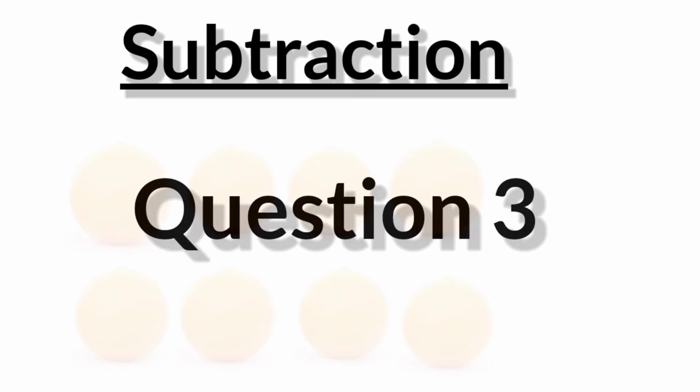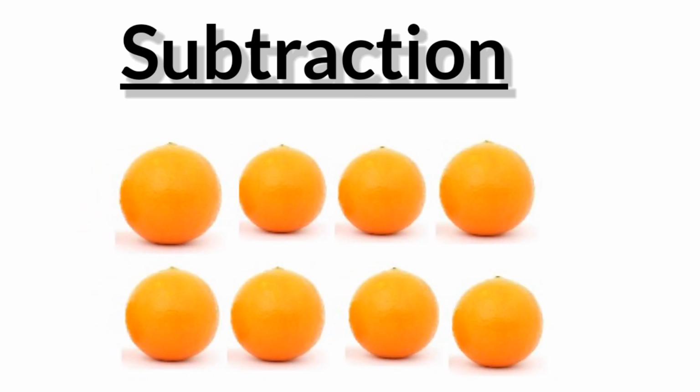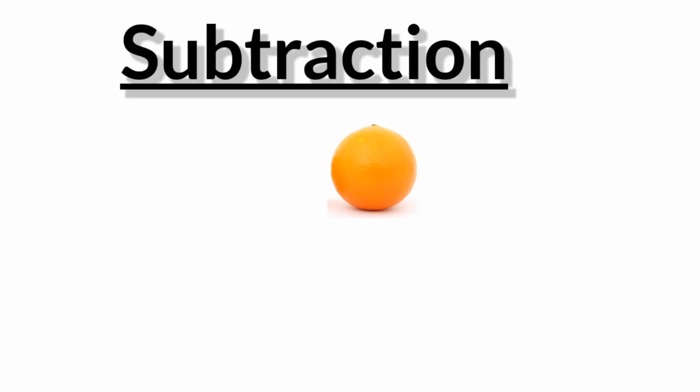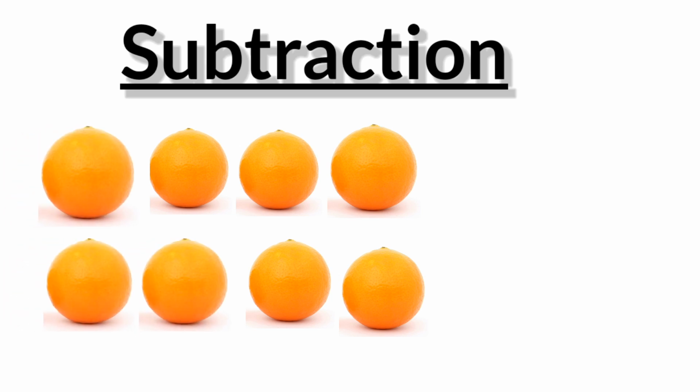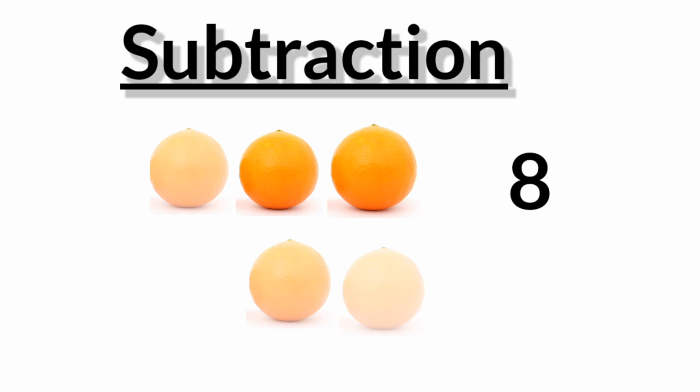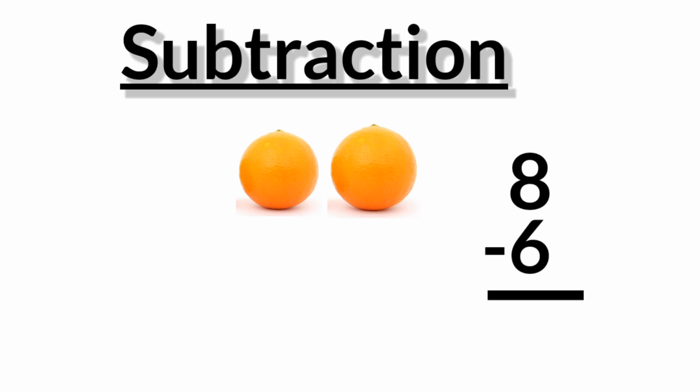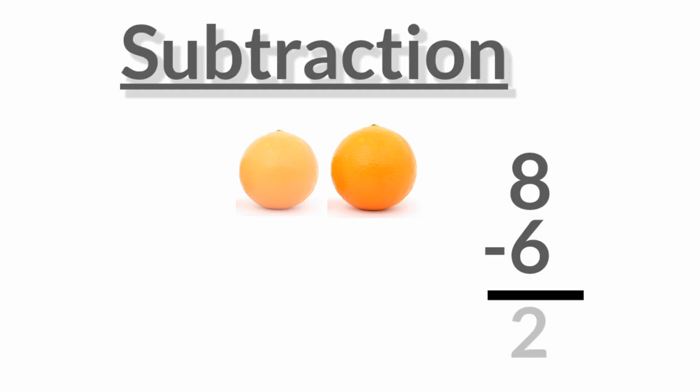Question number 3. We have 8 oranges. 1, 2, 3, 4, 5, 6, 7 and 8. We write 8, and 6 oranges are left, so we write minus 6 below 8. 8 minus 6 is equal to 2, and the remaining oranges we have are only 2. 8 minus 6 is equal to 2 is the correct answer.